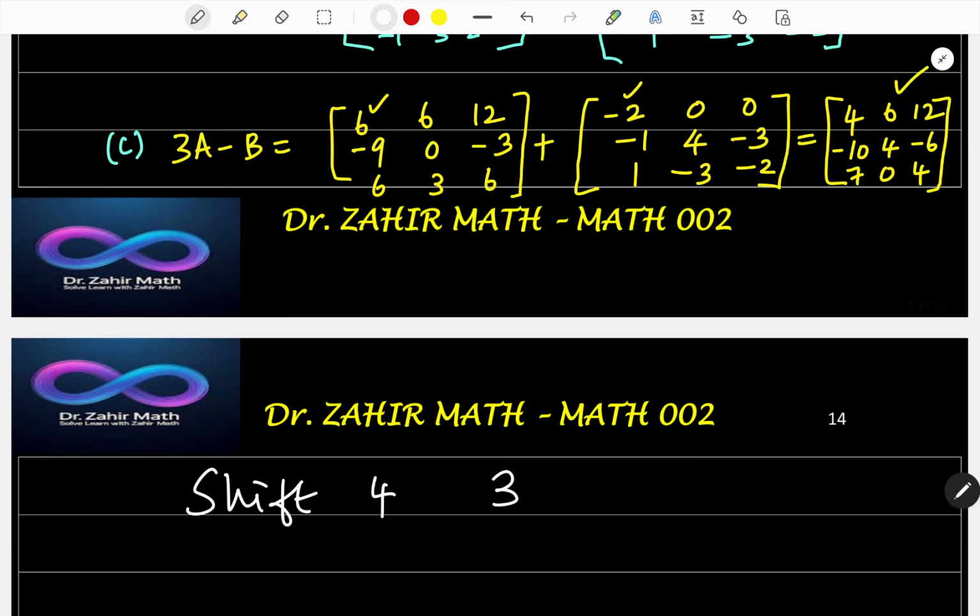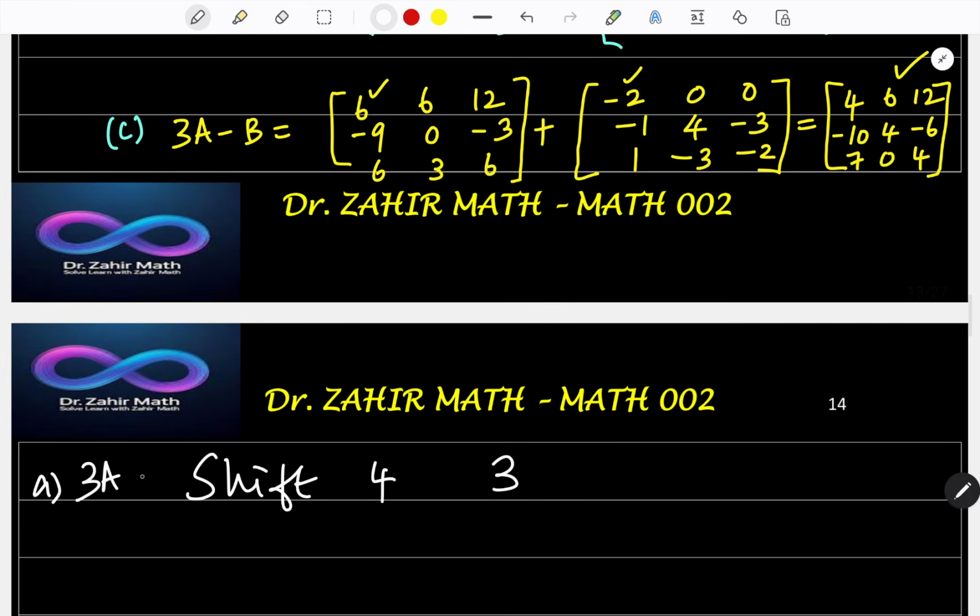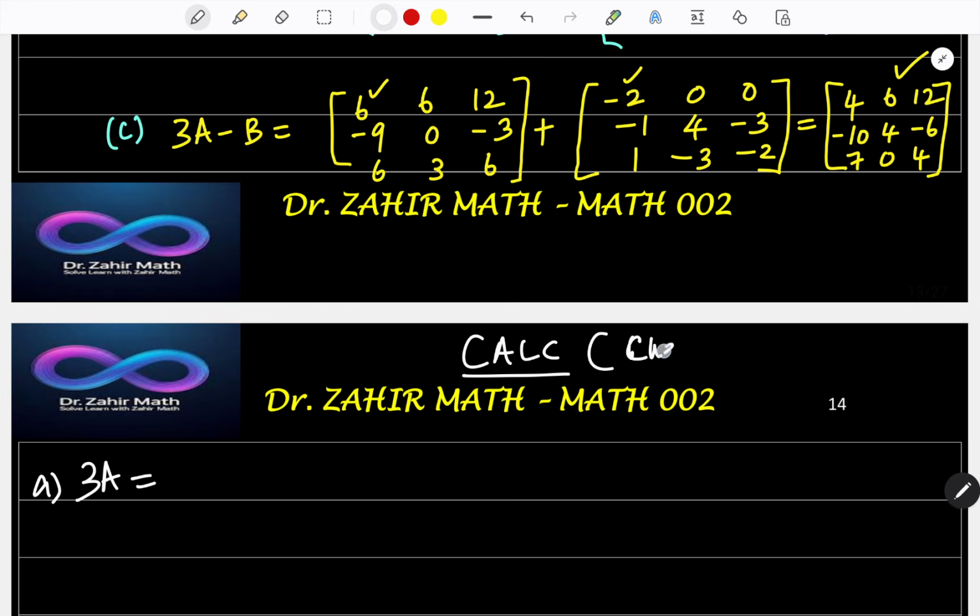Now what you need to do first is, because your question is what? First question is 3A, right? So 3A, what you are going to do in the calculator. This is for calculator for checking. So for calculator for checking, 3A, right? Press first 3, then after that shift 4.